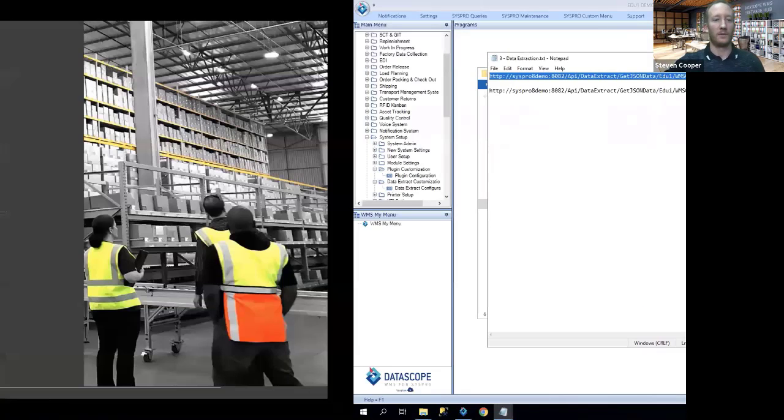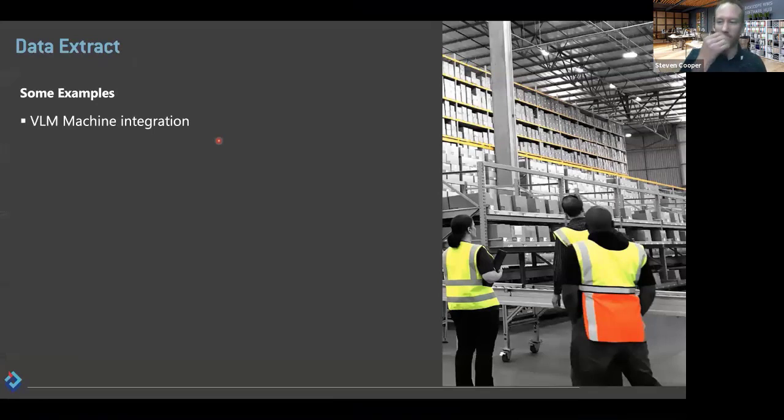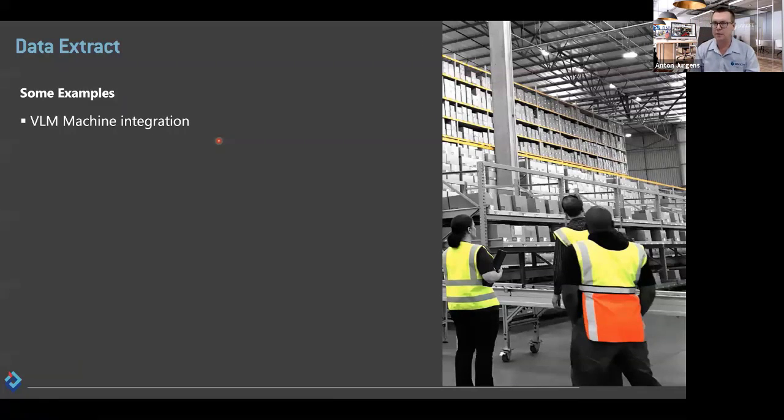Okay, Anton, we put some examples where this is used. Yeah, so let's give some examples here. A site in South Africa has quite a number of VLM machines, vertical high lift storage units. So they look like a huge big cupboard.